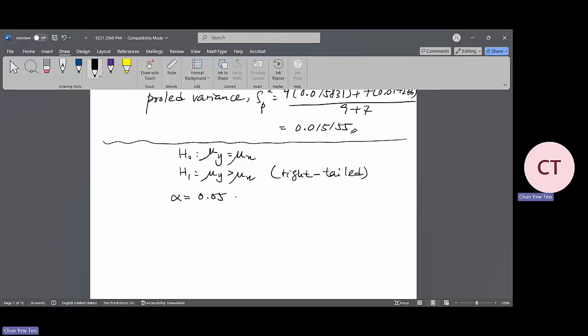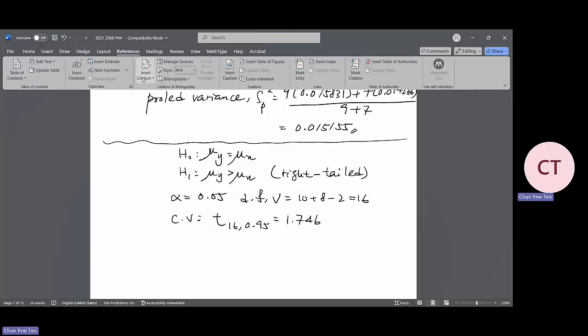For your critical value, you define the degree of freedom as 10 plus 8 minus 2, so it's actually 9 plus 7, which is 16. So your critical value will be at degree of freedom 16, with a confidence level of 95%. From the table, you can get this as 1.746.